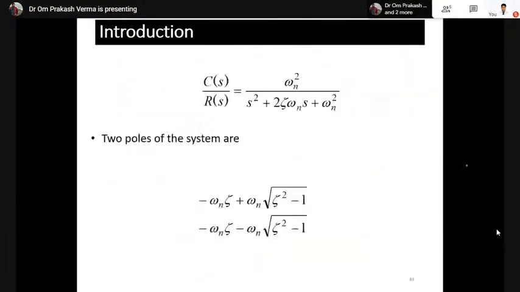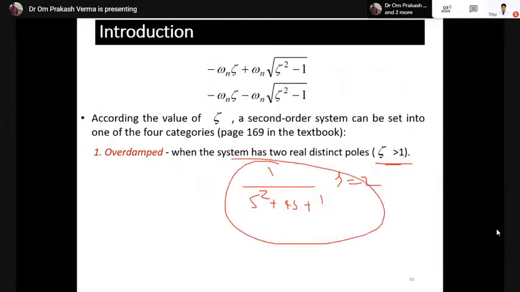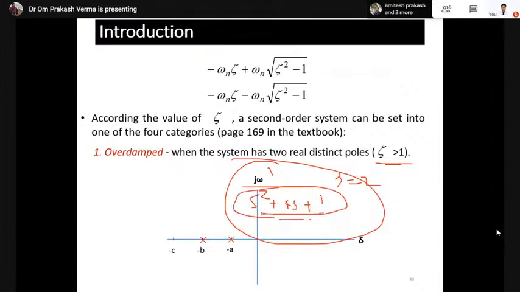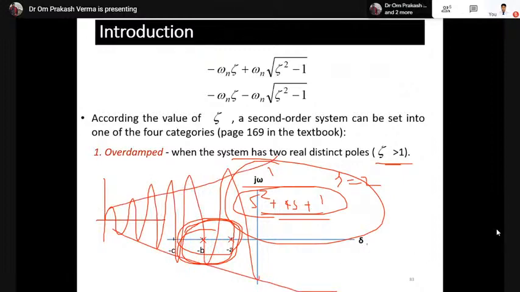That's the overdamped case. So when zeta is greater than 1, suppose we have taken zeta equals 2, and we solve 1 upon s square plus 4s plus 1. After solving, you will get the two poles, okay. You can solve the inverse Laplace of this. So you get such poles, minus a and minus b, and the response of the overdamped type of system is increasing in nature. So I think you understand these things.